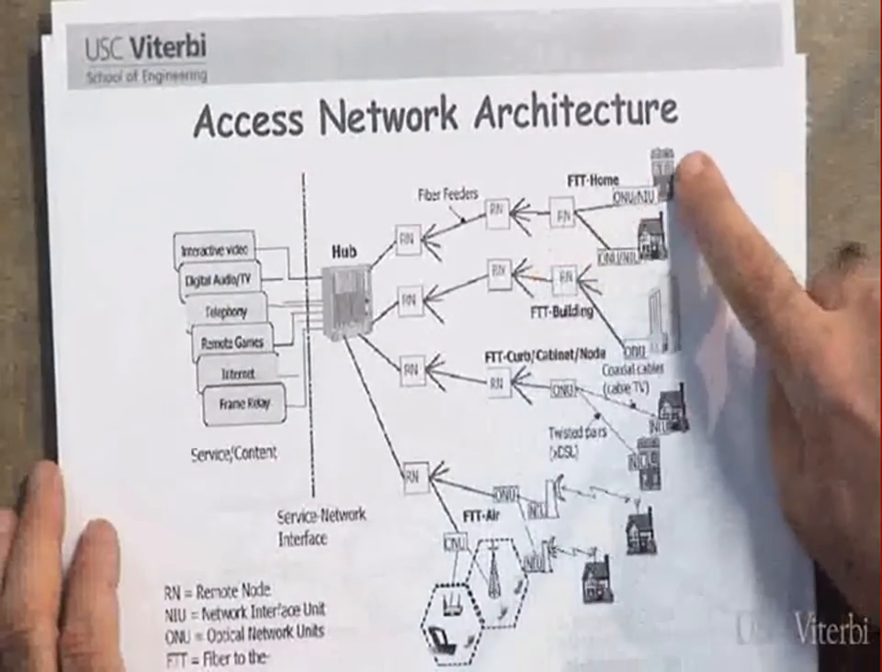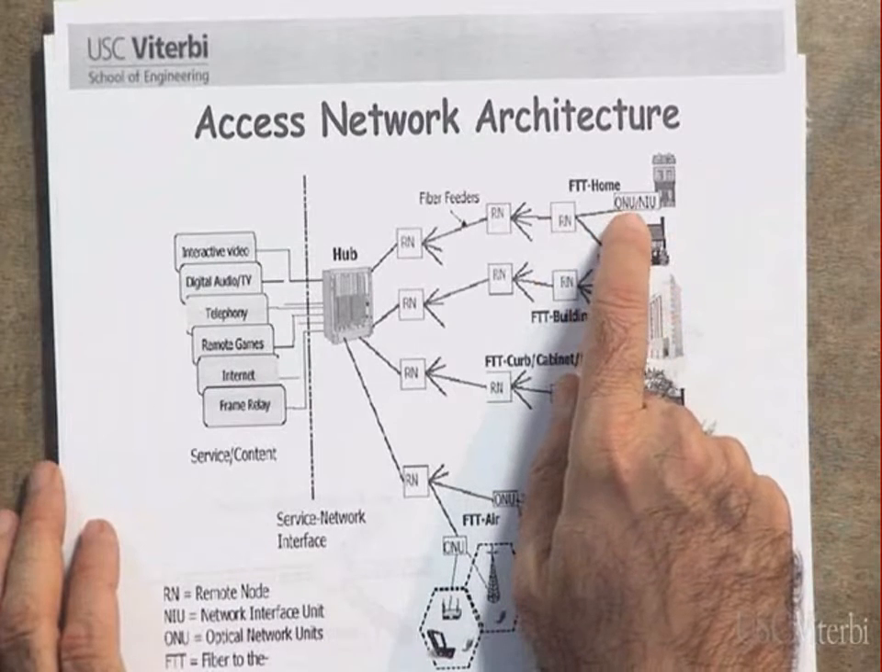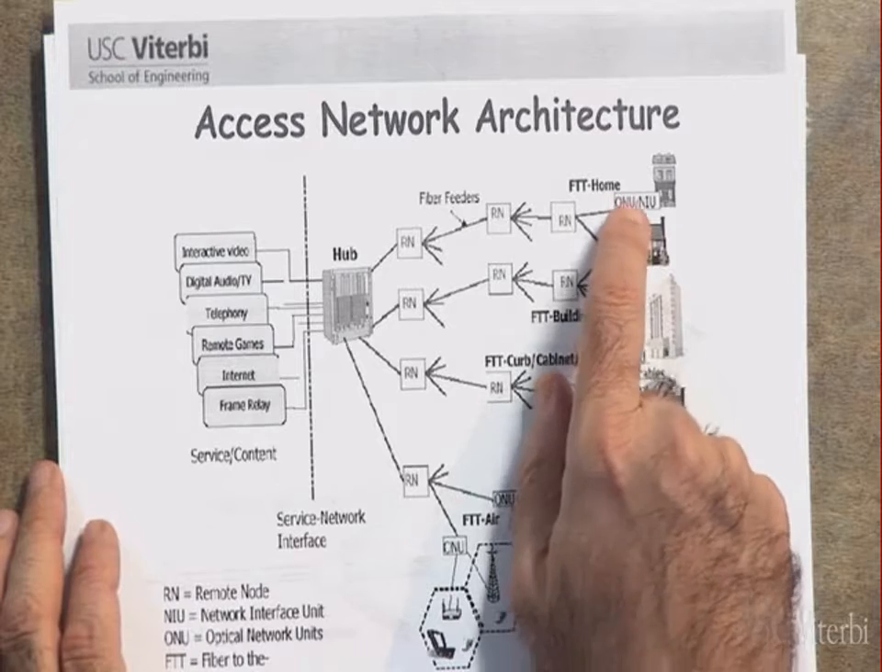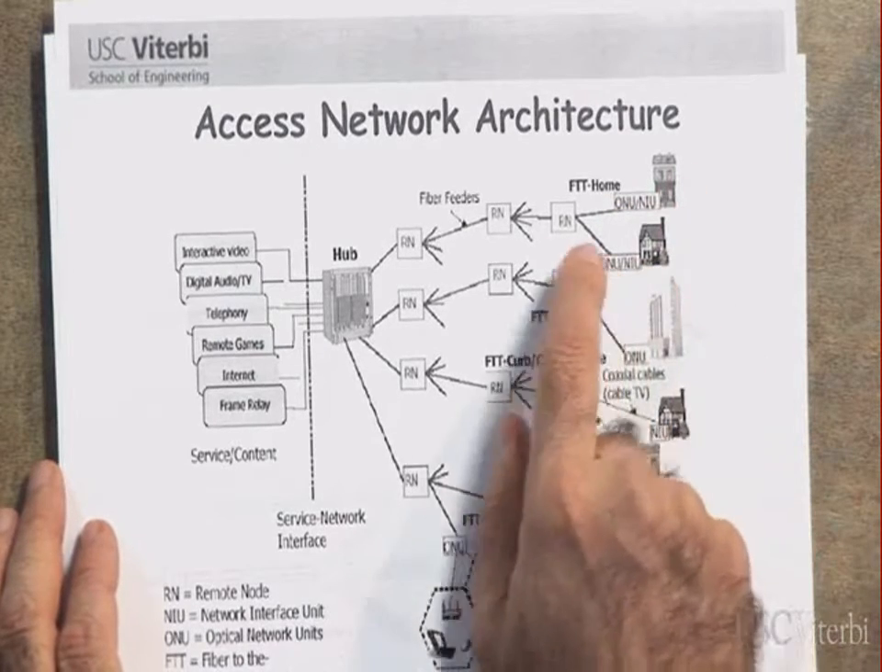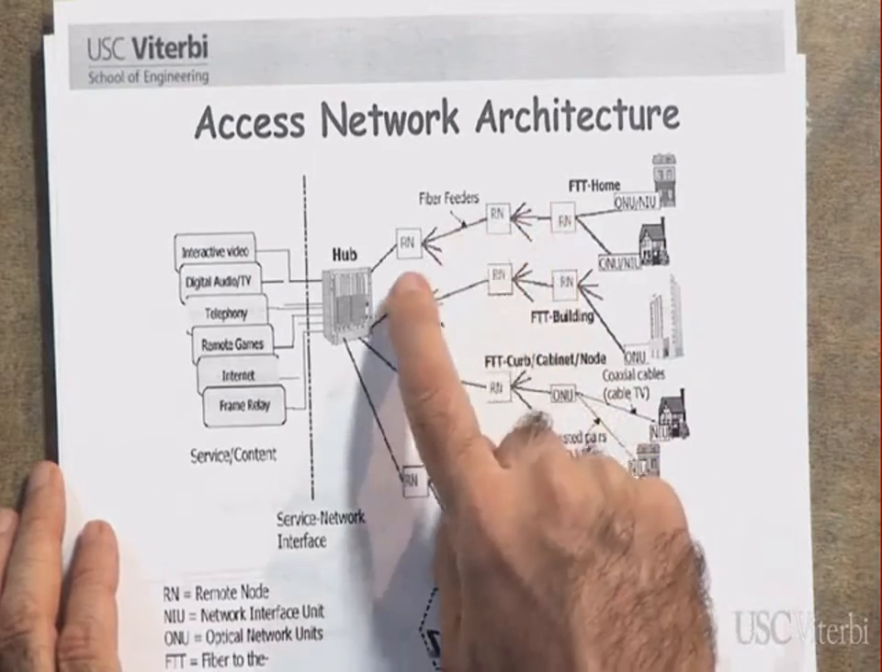For example, if you look at this, this is fiber to the home all the way. This is your home. You have an optical network unit and a network interface unit, all the way attached to your home. Your homes are connected to a remote node, another remote node, another remote node.